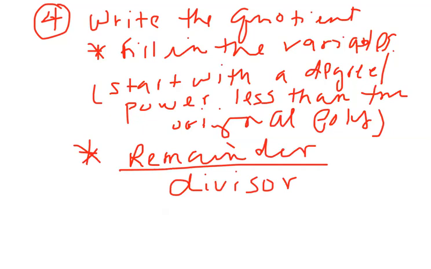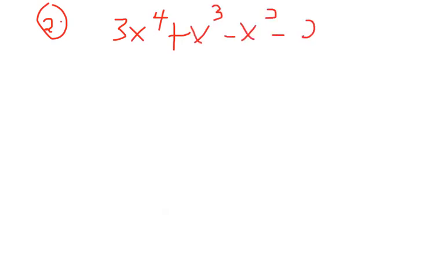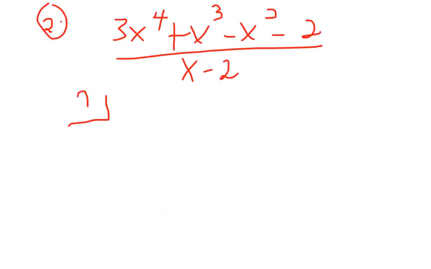So here comes the next one. Now, this next one right here, guys, you got to be careful with it because there's a term missing. So number 2, we've got 3x to the 4th plus x cubed minus x squared minus 2. And I'm going to take this one and divide it by x minus 2. All right. So first, we need to find the divisor, the value of the divisor. What number minus 2 makes the divisor equal to 0? That will be positive 2.